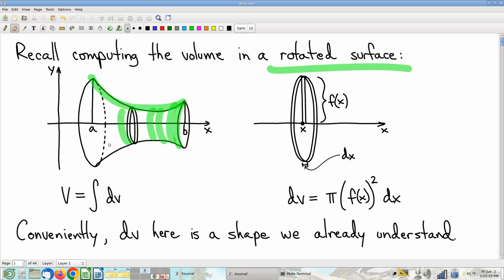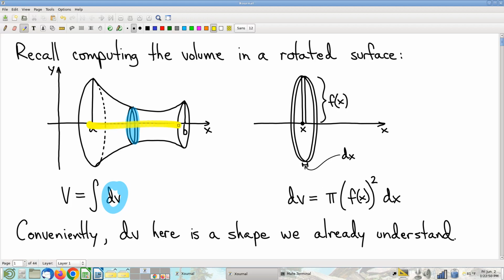Well, I would chop it up into little pieces, as we often do when we're computing integrals. There's a bunch of little pieces of volume that look like that. I'm going to call that dV. And then I'm going to take an integral from A to B. I'm going to add up all those little blue, coin-looking cross-section things, and the sum of the volumes of those little pieces gives us the whole volume.